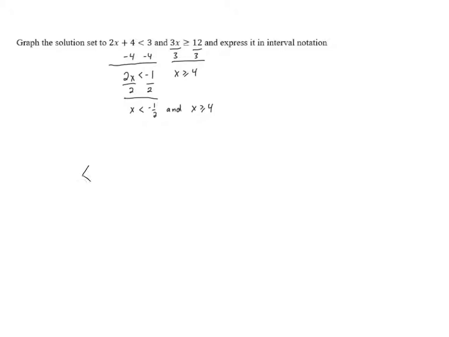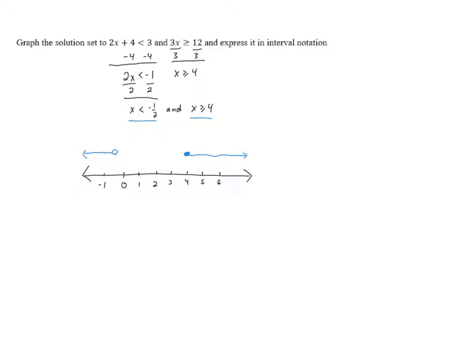And now that we've solved for x in each of these inequalities, we're ready to set up the number line and start graphing. All right, the first inequality, x is less than negative 1/2, is going to have an open circle at negative 1/2. It's halfway between 0 and negative 1, and then we're shading to the left. And then the other one, x is greater than or equal to 4, is going to have a closed circle at 4 and shade to the right.